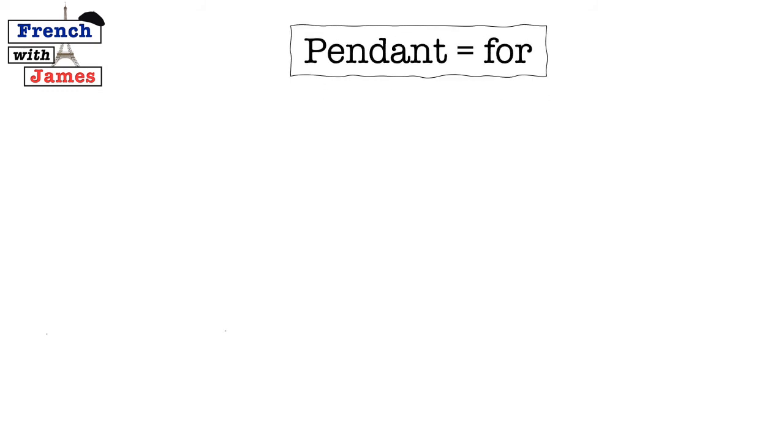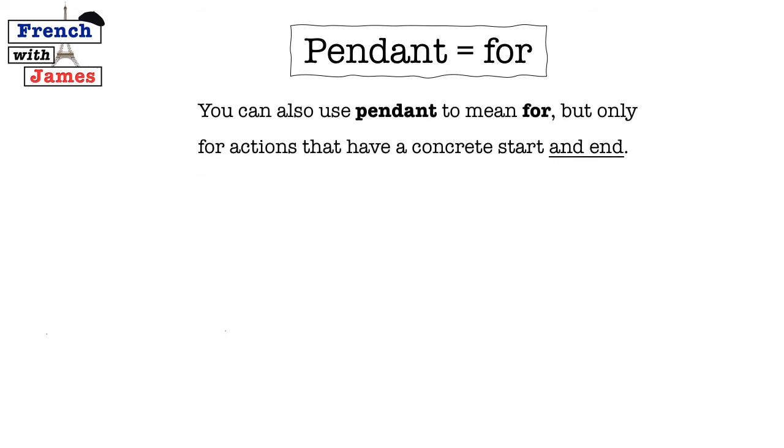The last French word that we're going to learn today is pendant, which can be translated as during, but the way we're going to use it today is to mean for. So you can use this word to mean for, but only for actions that have a concrete start and end. So we use depuis to mean for if we're talking about something that we have done up to the present moment for a period of time.